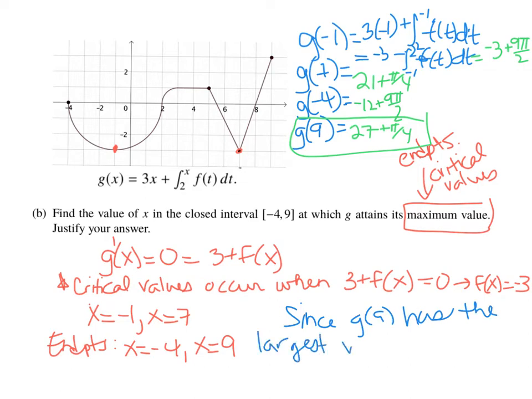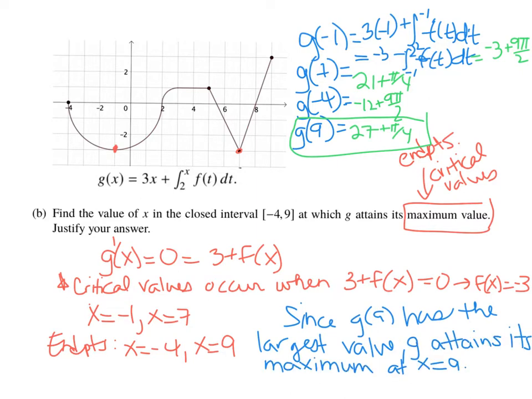Actually, if you show all of this work, you don't need to write a sentence, but it's not a bad idea to write a sentence, especially if they say to justify your answer. But generally, finding your critical values and testing at your endpoints and your critical values is sufficient for justifying your answer. So to get full credit on this, you need to do several things.